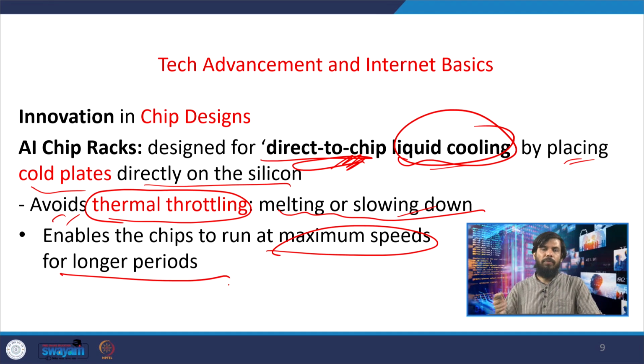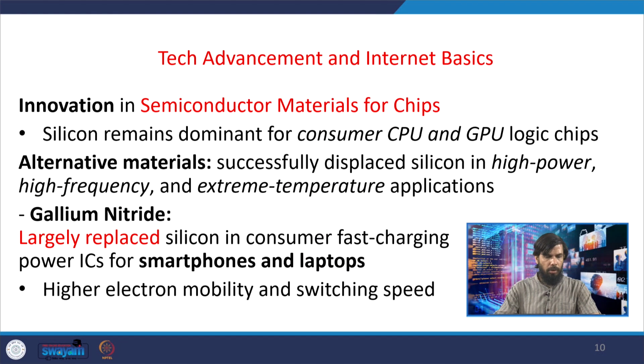That means, in the case of AI models, you might have to train large, internet-sized models, so the training will keep happening and the computing will go on for longer periods. That can be supported by these AI chip racks, because chips can run at maximum speed for longer periods, and therefore the AI models can converge, and because of that there would be a direct benefit. So AI chip racks are another connected innovation here. Now we are moving to some other innovations.